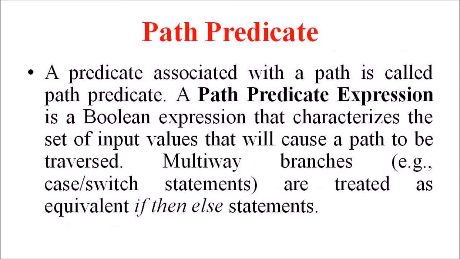The next important point to be known is the path predicate. A predicate associated with a path is called a path predicate. A path predicate expression is a Boolean expression that characterizes the set of input values that will cause a path to be traversed. Multi-way branches like switch case statements are treated as equivalent to if-else statements. Any set of input values that satisfies all the conditions of the path predicate expression will force the routine through that path. If there is no such set of inputs, the path is not achievable.